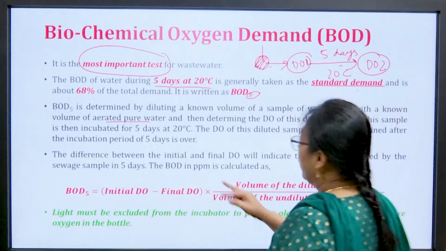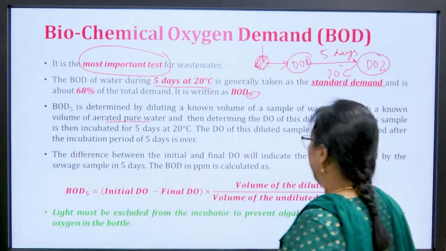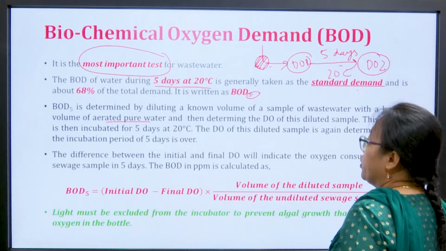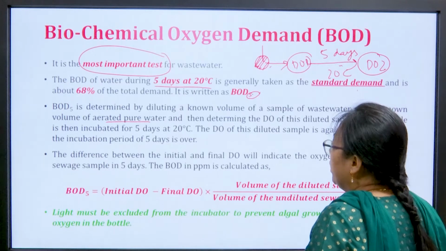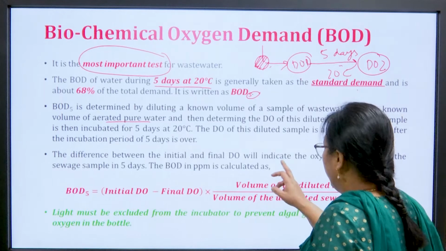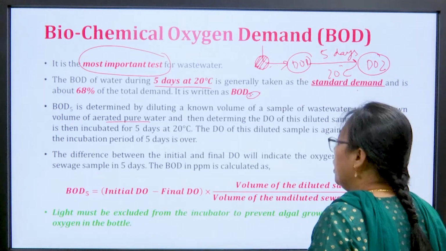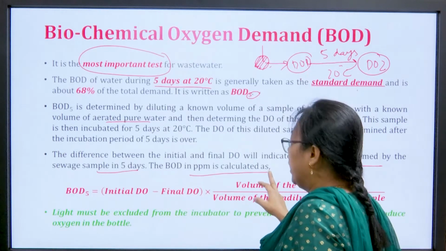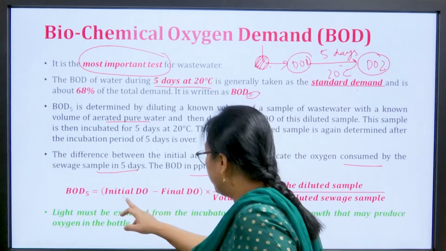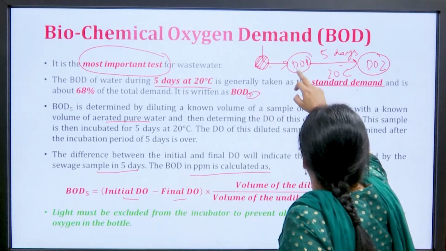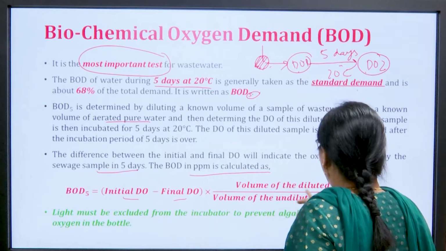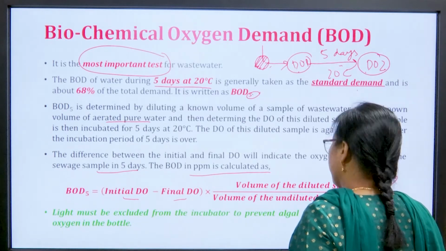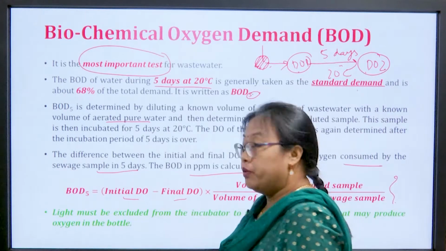This sample is then incubated for 5 days at 20 degrees centigrade. The DO of this diluted sample is again determined after the incubation period of 5 days is over. The difference between the initial and the final DO will indicate the oxygen consumed by the sample in 5 days. The BOD in ppm is calculated as BOD 5 equals initial DO minus final DO, multiplied by the volume of diluted sample divided by the volume of undiluted sample, right. So, this will give the BOD.